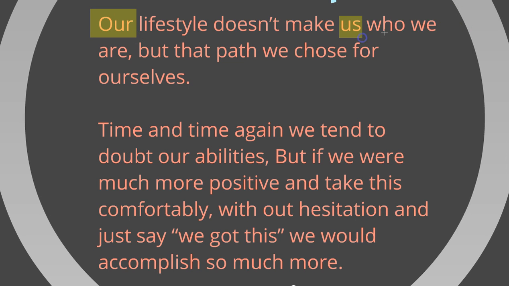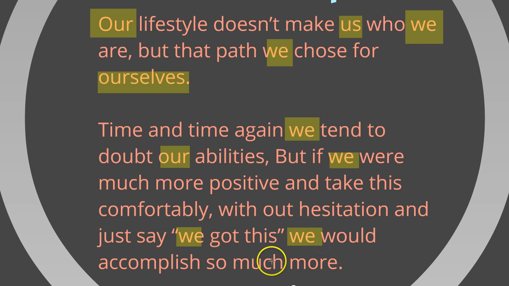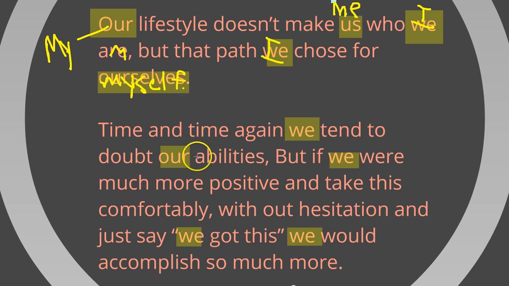"Our lifestyle doesn't make us who we are, but that path we chose for ourselves." Ourselves, right? A great example of forced teaming being used. "Time and time again, we tend to doubt our abilities. But if we were much more positive and take this comfortably without hesitation and just say, we got this, we would accomplish so much more." An author could have chosen to very easily write this statement differently, right? Instead of "our," you could use "my" here, right? "My lifestyle doesn't make me who I am, but that path I chose for myself." That says the same statement, and the writer's saying it from their point of view, but you see that the use of "our," "us," "we" makes us want to accept that statement a little bit more.